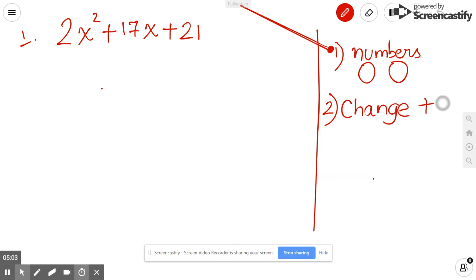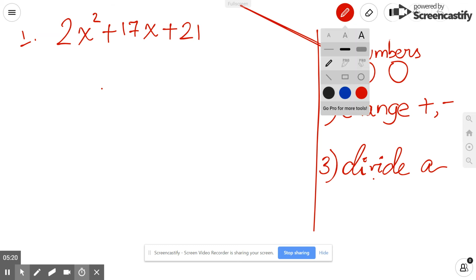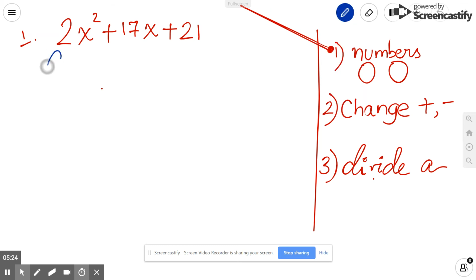So plus or minus sign, you change them. If it's a plus, you change it to minus. If it's a minus, you change it to plus. Your third step is whatever answers you get in step 2, you divide those numbers by a. Now you'll say, what is a here? So basically a is going to be always in quadratic. Your first number is a, second is b, third is c. So here for this question your a is 2.